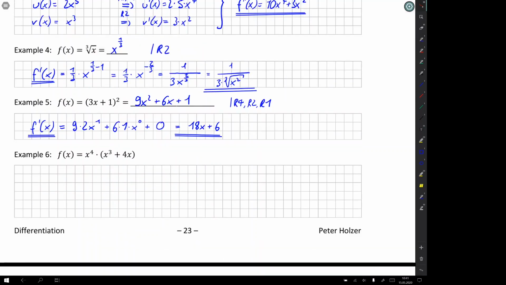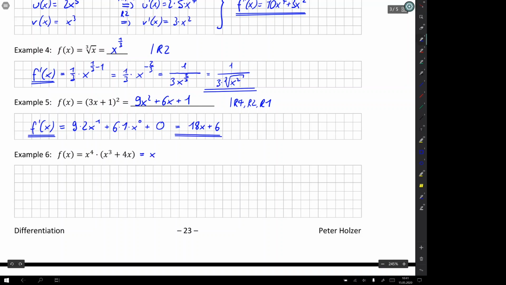Now try example 6 on your own. Well, what do we have to do? First, we have to do something with this here. Important, there is a multiplication here, so you can't just say, I'll take the derivative of this times the derivative of this. There is no such rule. We have a multiplication, so that does not apply. What we have to do instead is expand here.